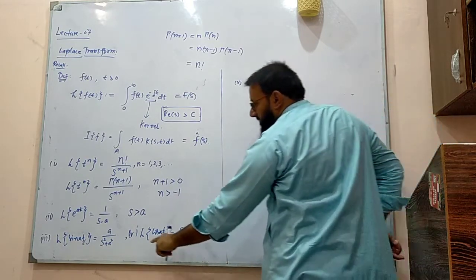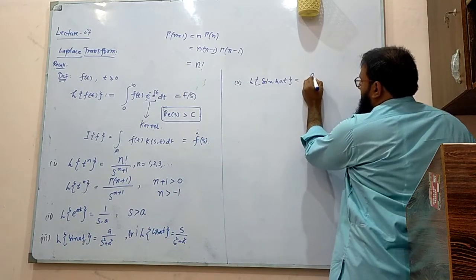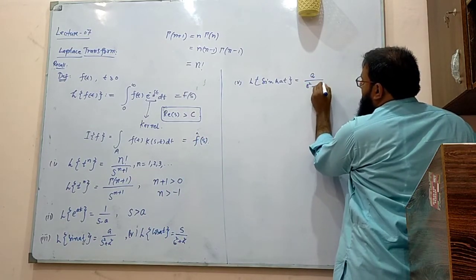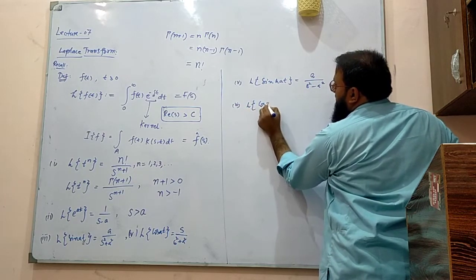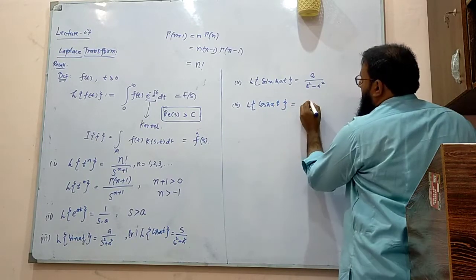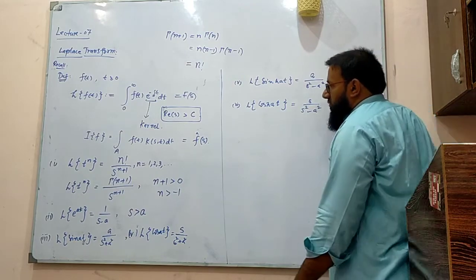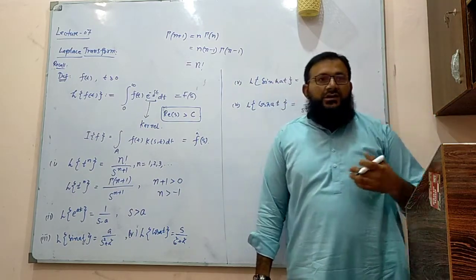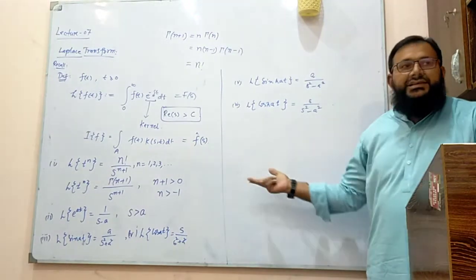Same, but with the plus it would be minus. So a over s square minus a square. And the Laplace transform of cos hyperbolic at is s over s square minus a square.